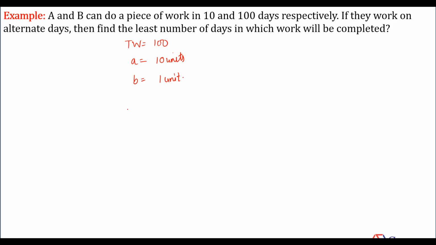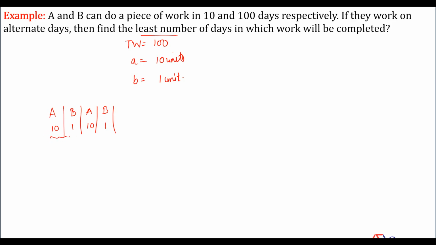If they work on alternate days, find again the least number of days. So how will they start? A will work on the first day, then B will work on the second day, again A will work on the third day, and so on. So the first day's work would be 10, the second day's work would be 1. Then again you'll have 10, again you'll have 1.